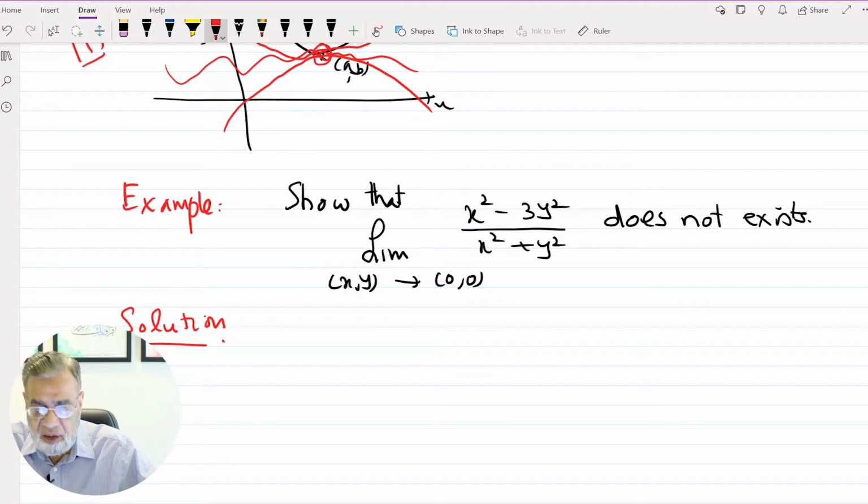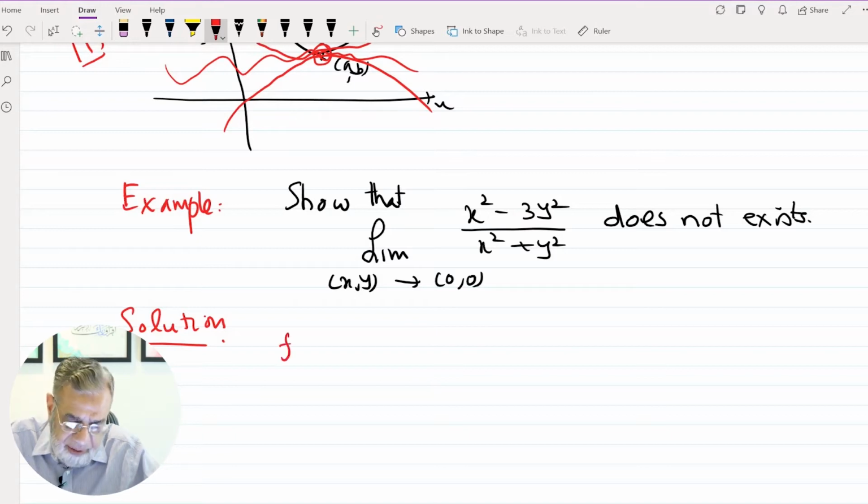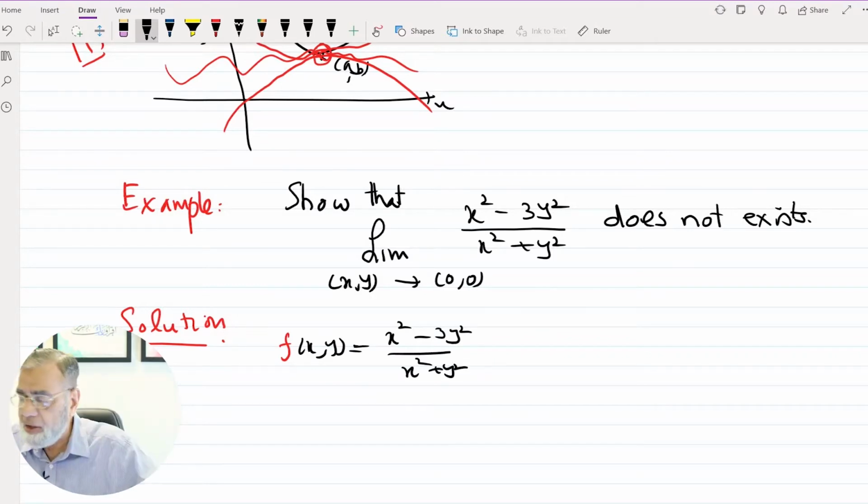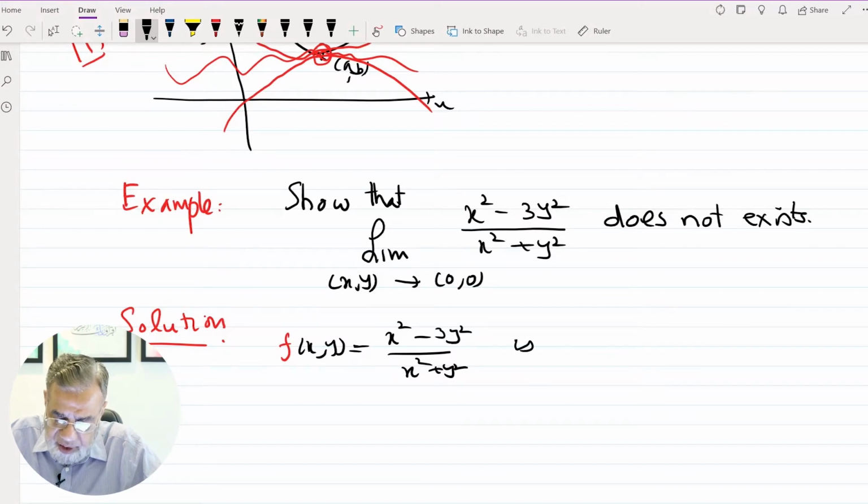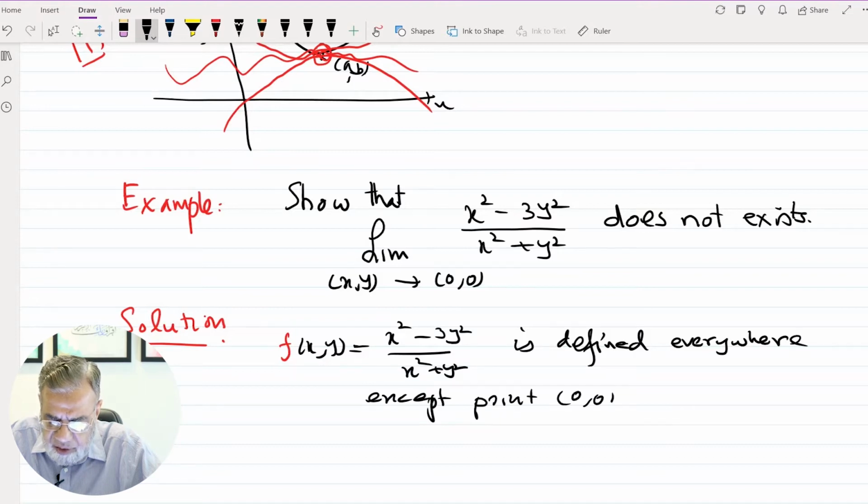We want to prove this one. We say this function f(x,y) equal to (x² − 3y²)/(x² + y²) is defined everywhere except the point x equal to 0, y equal to 0. The point (0,0) is not defined, so we can't find the value of the function directly by substitution. Now if we do this, it becomes 0/0, so we take the limit along a line.